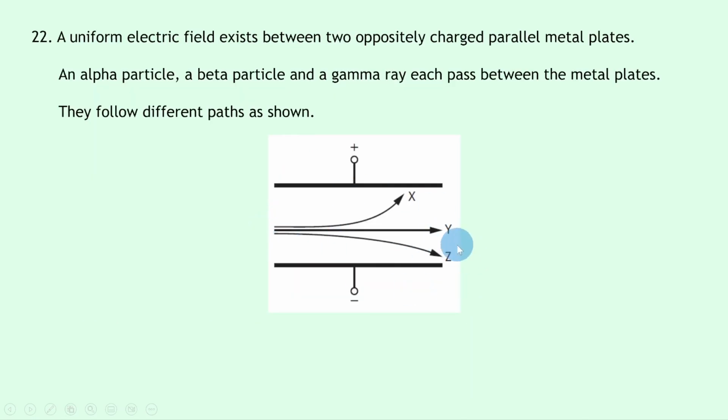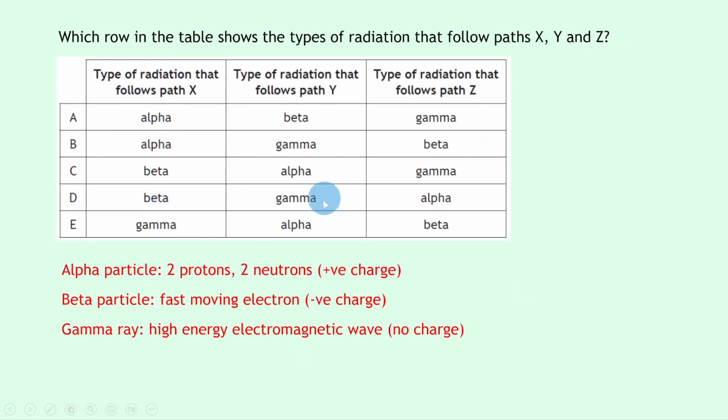So if we look back at the picture here, it's got to be the negatively charged beta particles, X, which are curving up towards the positively charged plate. Gamma rays are going to pass straight through because they have no charge and they're therefore not going to be attracted or repelled away from any of these plates. And then we have Z, which has got to be the alpha particle, which is positively charged and is therefore being attracted downwards to this negatively charged plate. So we therefore have beta, gamma, alpha, which is the answer D.